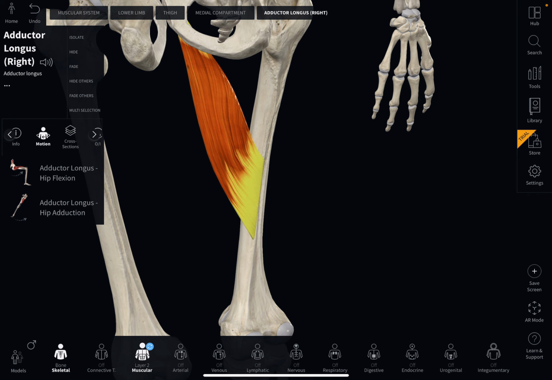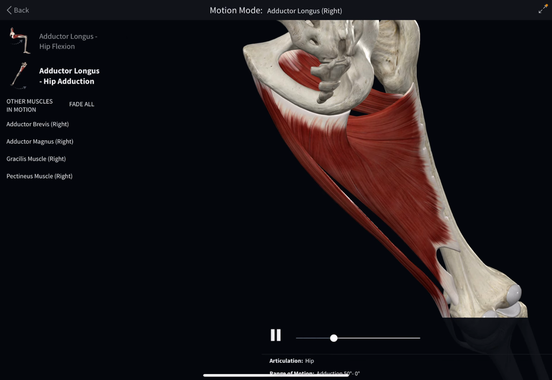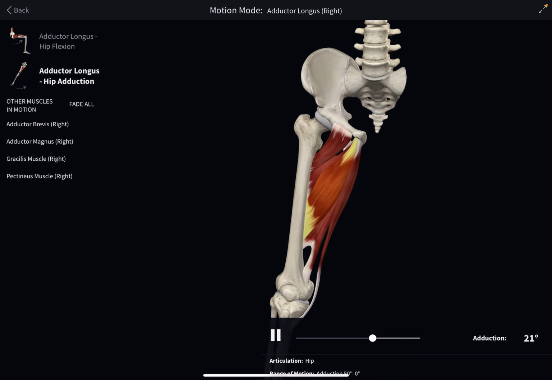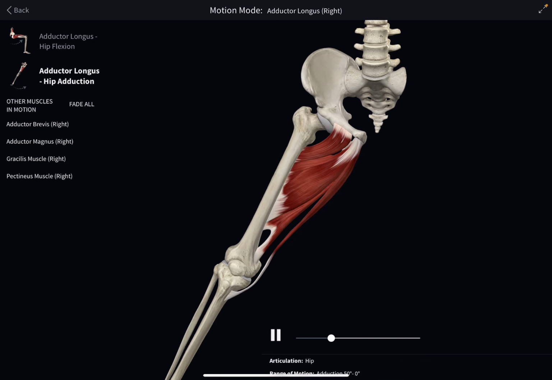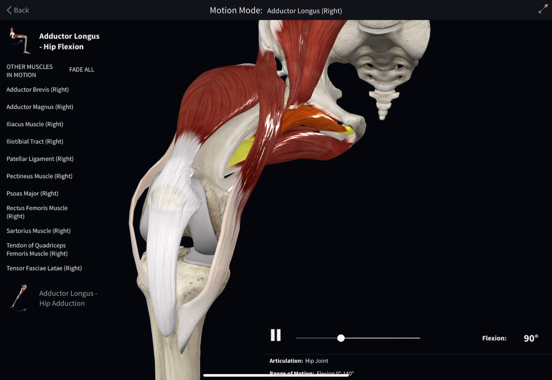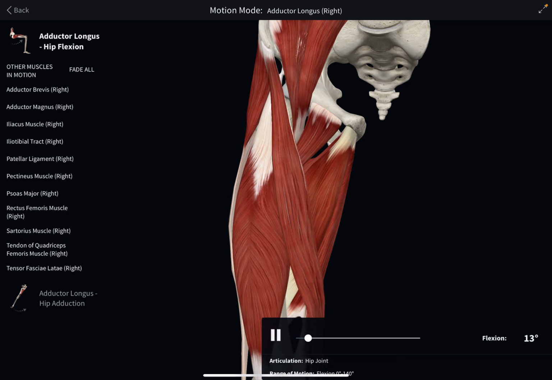Next we have the action. It is the powerful adductor of the hip joint, like this, adduction of the hip joint. And then we have the flexion of the hip joint. You know, the medial compartment is known as the flexor compartment, so here you will see most of the muscles actually doing the flexions.